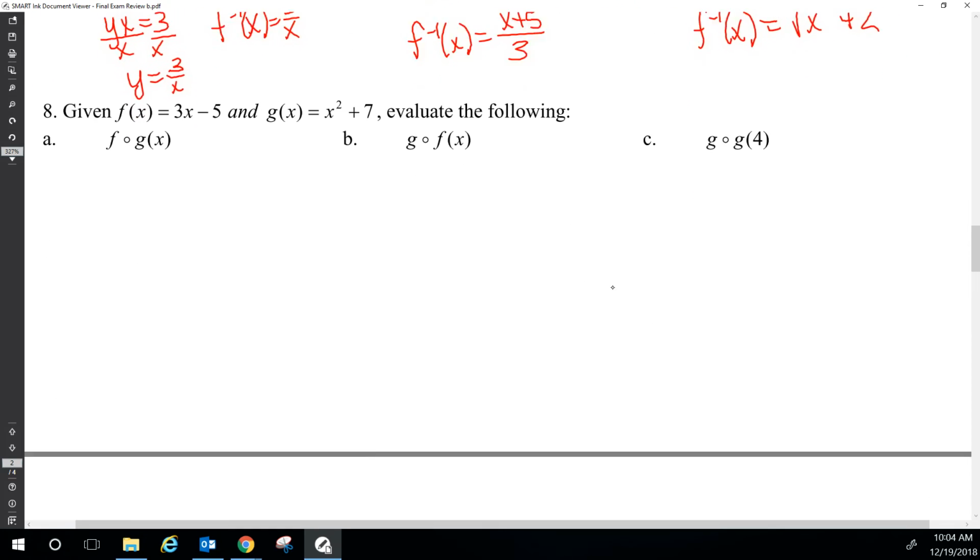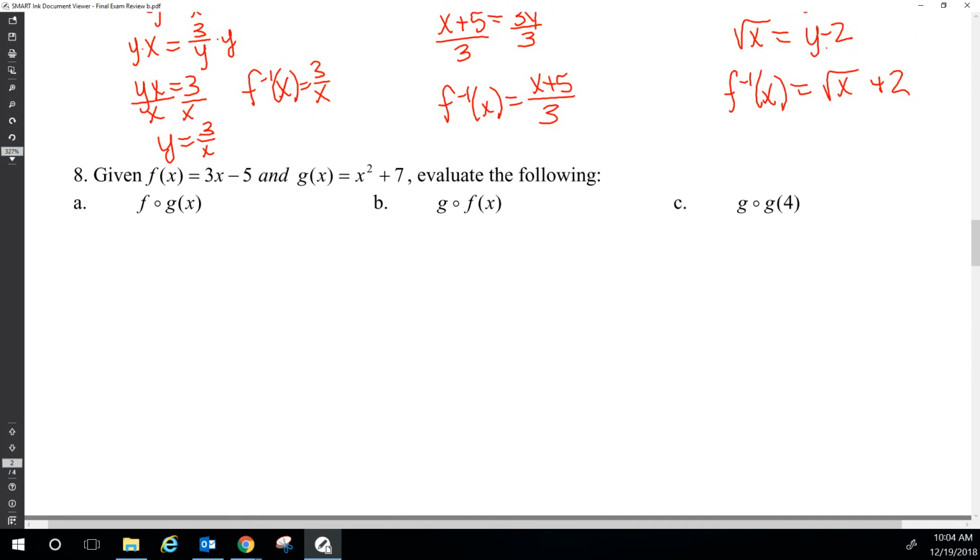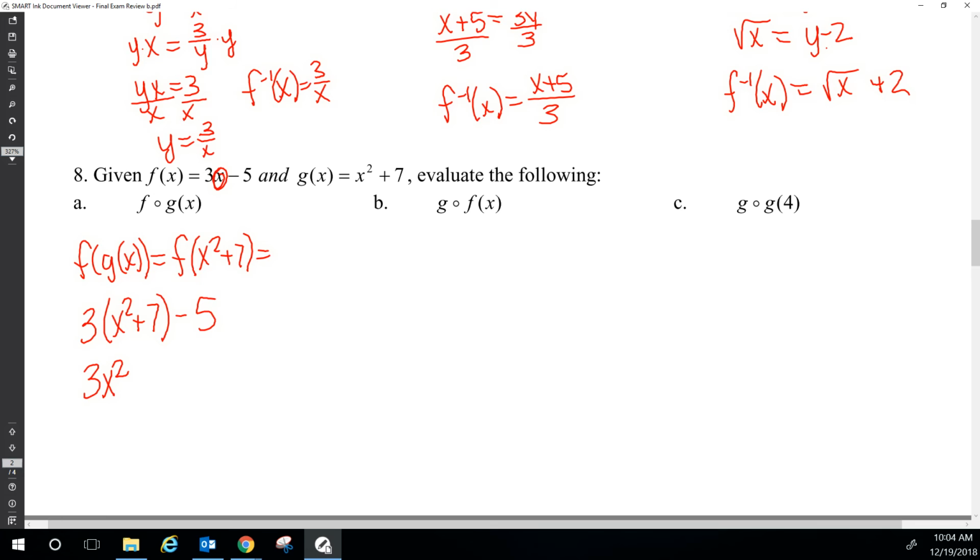All right, let's do number 8 on this video, and then I'll make a new one for 9 and beyond. So given f of x is this, and g of x is this, evaluate the following. So f of g of x, that's what f circle g means. That's f of g of x, and g of x is x squared plus 7. I'm going to plug in x squared plus 7 right here. So that's 3 times x squared plus 7 minus 5. So 3x squared, 3 times 7 is 21 minus 5, 3x squared plus 16.